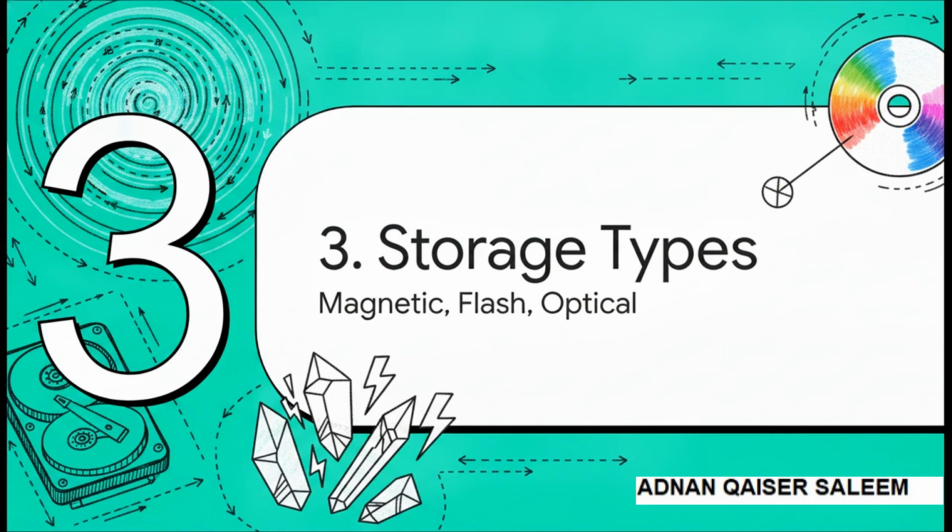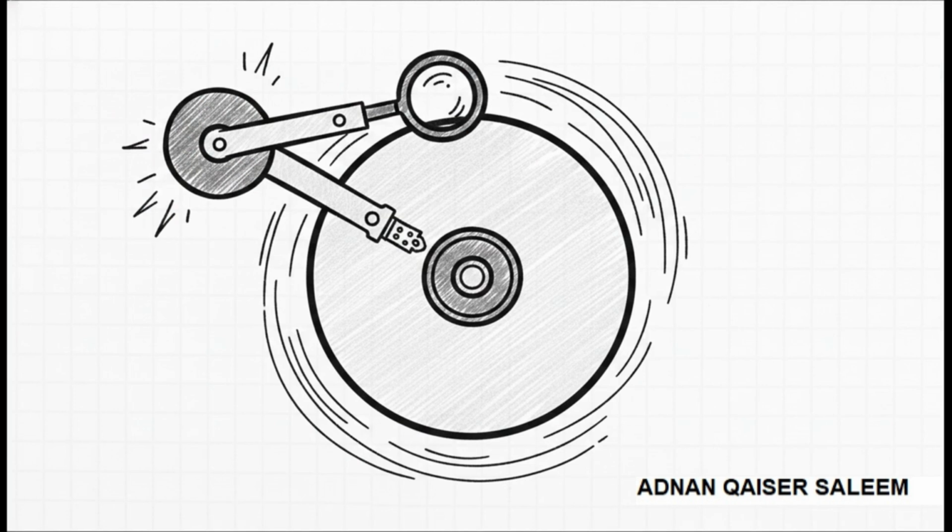Section 3. Magnetic, flash, and optical storage. Let's start with the reliable workhorse of standard desktop computing, magnetic storage, which you probably know better as the traditional hard disk drive, or HDD. These devices offer incredible high-capacity storage. They give you the absolute best compromise between massive storage size, decent performance, and really low cost.